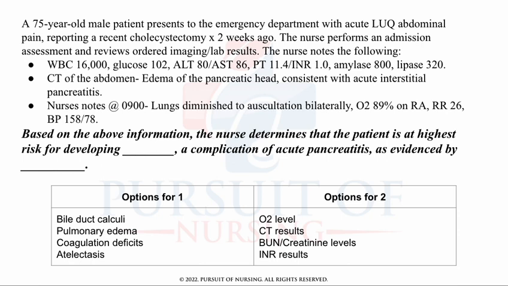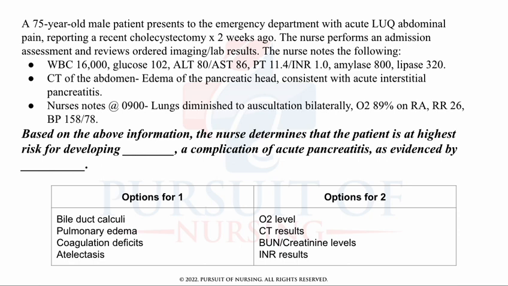And at about 9 a.m., the nurse noted that the patient's lungs were diminished to auscultation bilaterally. O2 is 89% on room air. The patient was tachypneic with a respiration rate of 26, and BP is 158/78. Based on the above information, the nurse determines that the patient is at highest risk for developing blank, a complication of acute pancreatitis, as evidenced by blank.